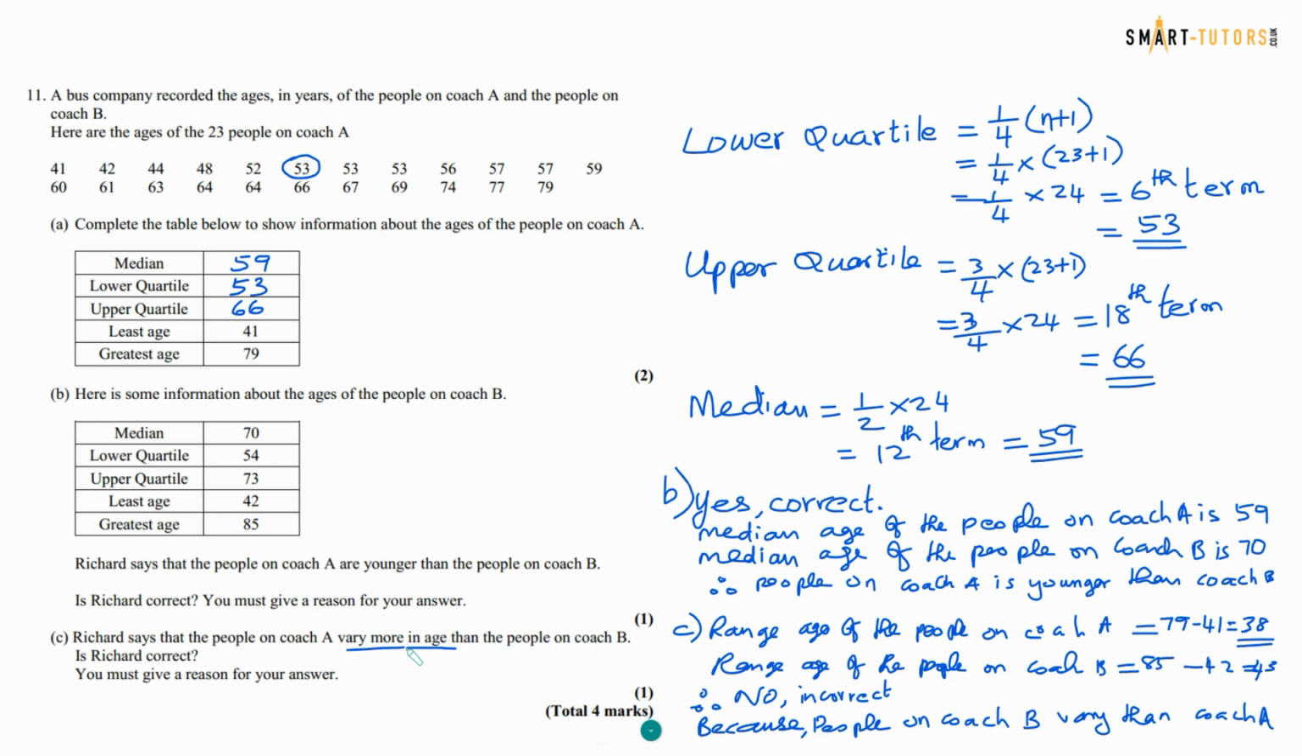Range of the ages of the people on coach A is 79 take away 41, which is 38. Range of the ages of the people on coach B is 85 take away 42, which is 43. No, Richard is not correct because people on coach B vary more than coach A.